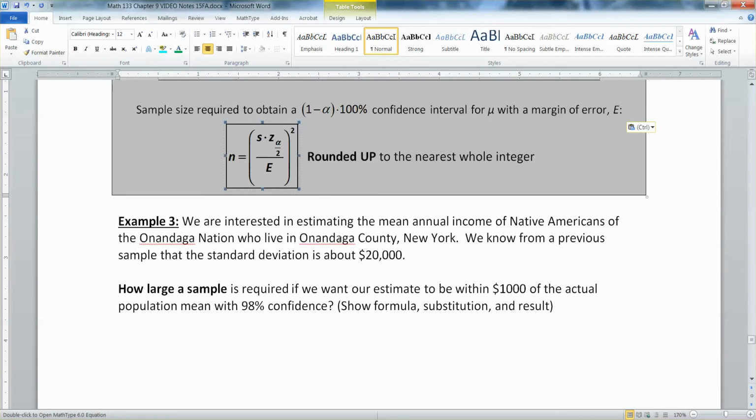Okay, so we are interested in estimating the mean annual income of Native Americans of the Onondaga Nation who live in Onondaga County, New York. We know from a previous sample that the standard deviation is about 20,000. So we have some estimate of S. That's not a prior estimate of n, or of the sample size. It's a prior estimate of what the standard deviation is, so it's going to give us a clue of what our S is. And again, they want us to show the formula substitution and all that stuff. So let's go figure that out.